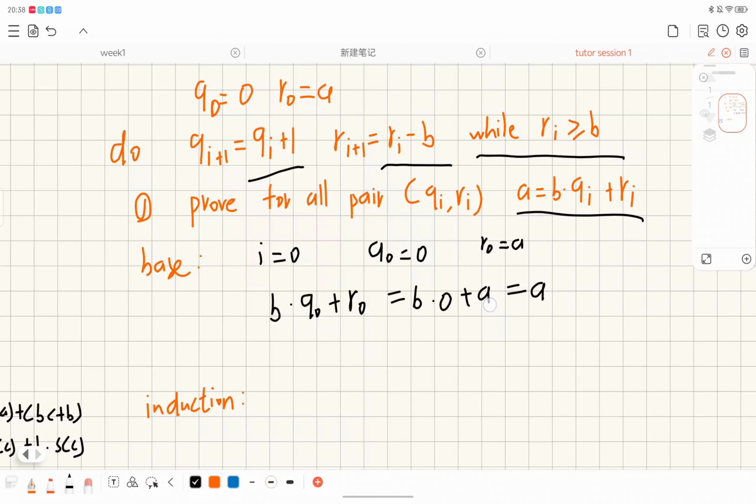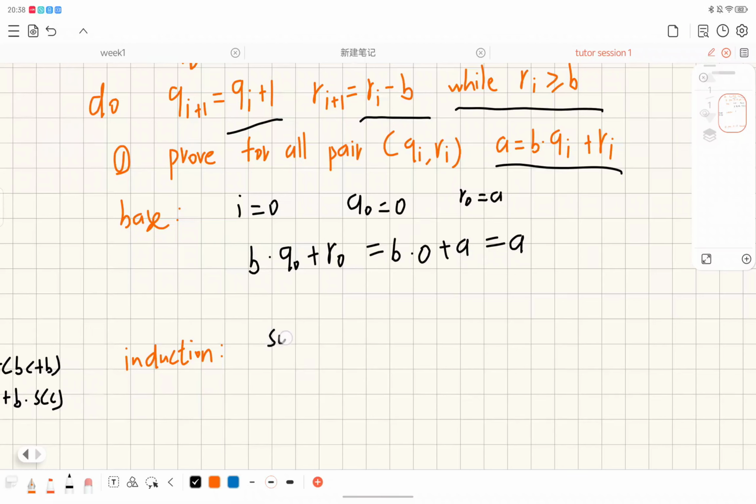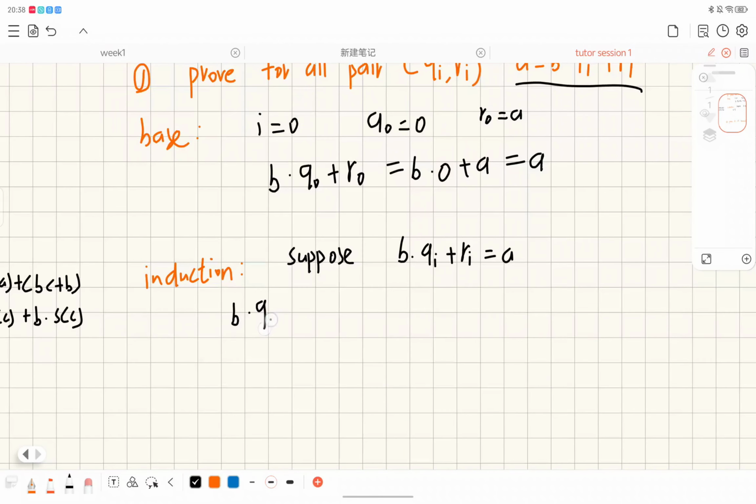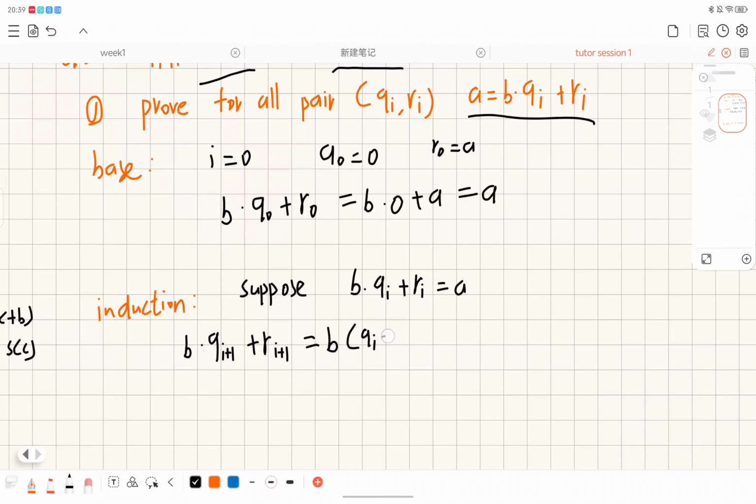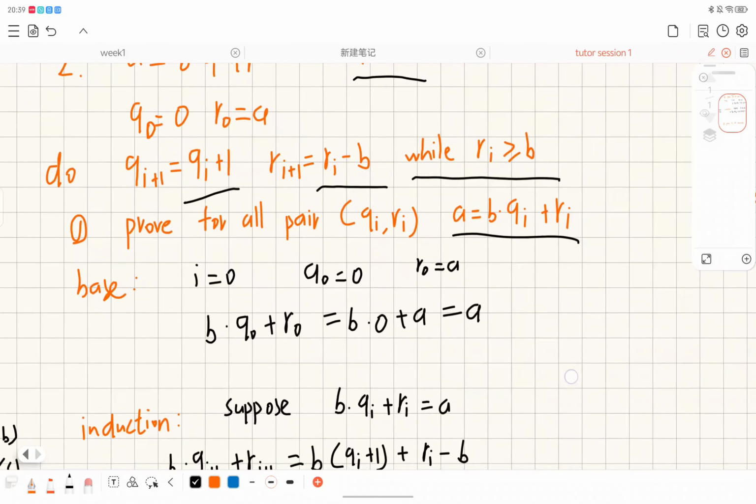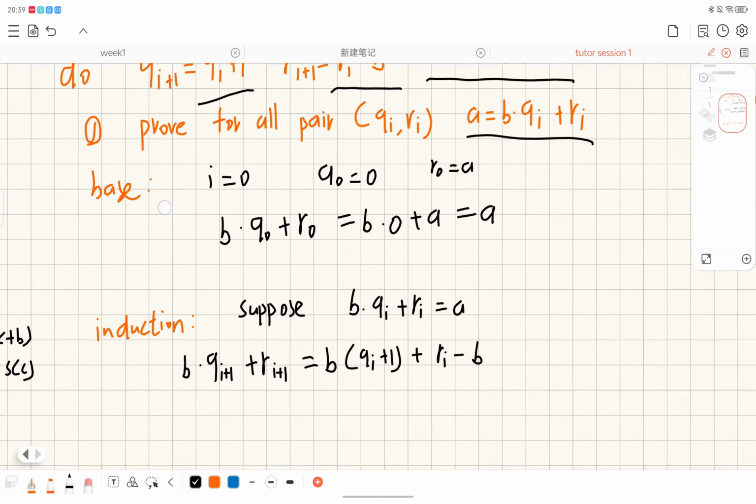Then what is our induction hypothesis? Suppose we know that B times Qi plus Ri equals A. Then what about B times Qi plus 1 plus Ri plus 1? As we know how we construct the sequence of Q and R, we can simply set Qi plus 1 equals Qi plus 1 and Ri plus 1 equals Ri minus B. Right? So we can do this directly.